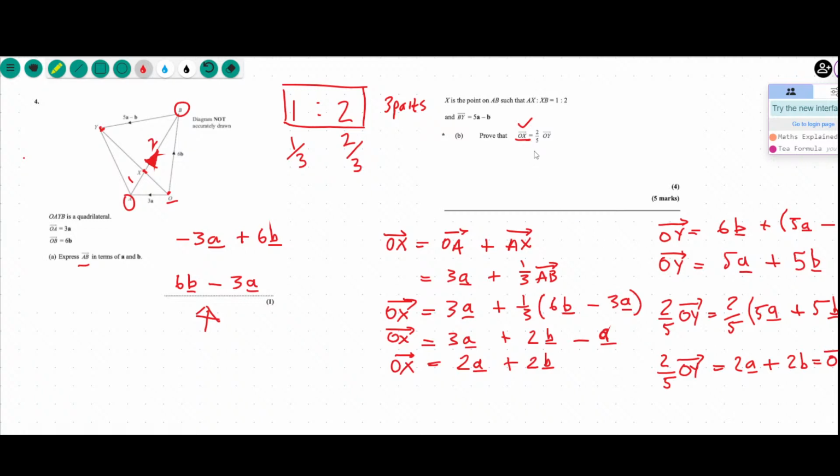So it is true that this is true. We proved it. It's pretty cool. You have to define them. See, when it says prove, don't get too shaky. All you have to do is find this, and then multiply it by 2/5 and then see if they're equal.